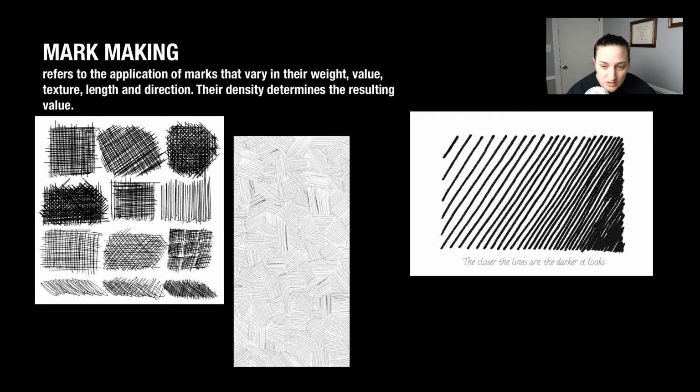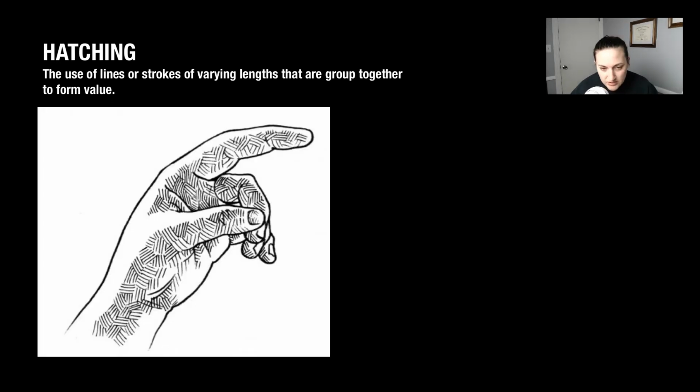So for the darker areas, for our core shadow and cast shadow areas, we'll use really dense areas of these mark making techniques. So I'm going to go over quite a few different techniques of mark making that we will go over and apply in our drawings.